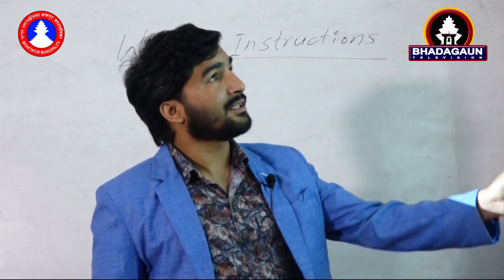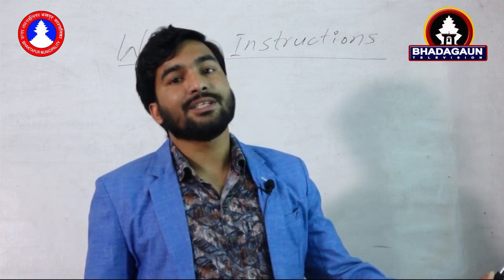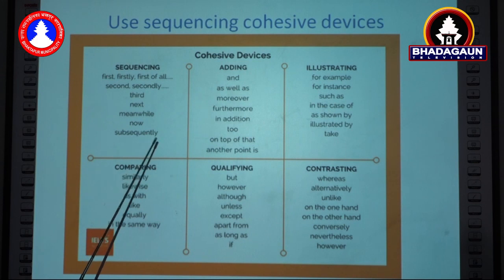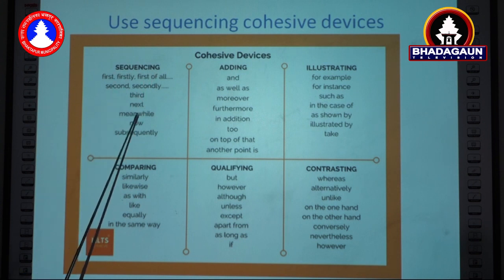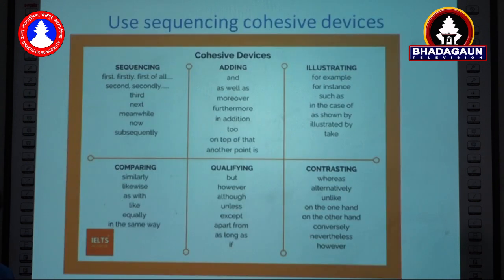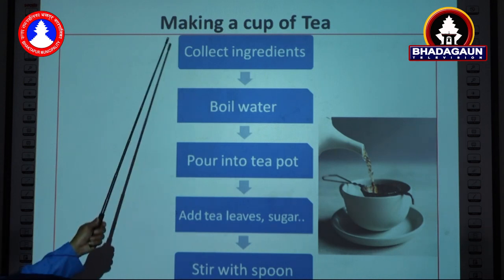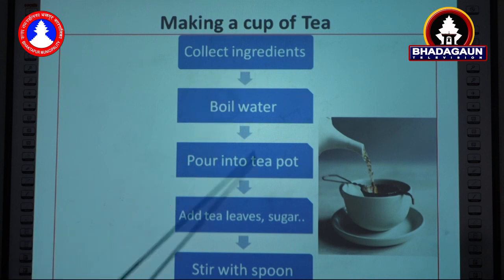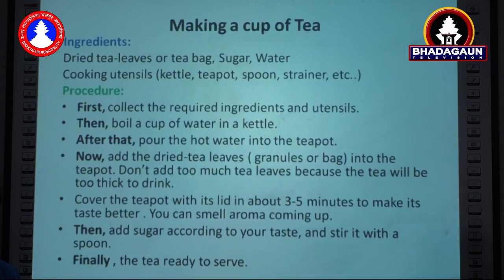These cohesive devices are generally used to make your answer logical, so you will use these sequencing cohesive devices to write your answer. Now, the answer. In the last slide we discussed this. This is the clue: making a cup of tea. These are the clues: collect ingredients, boil water, pour into teapot, add tea leaves, sugar, etc., stir with a spoon. These are the basic steps. You may add besides these. So regarding this question, this can be the answer.